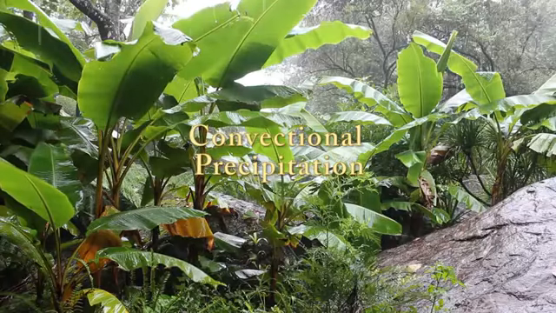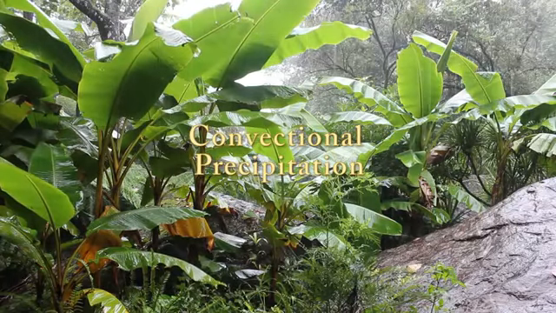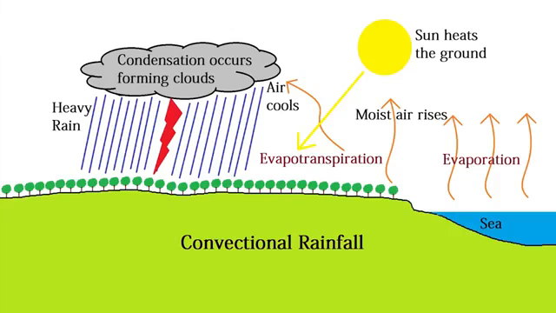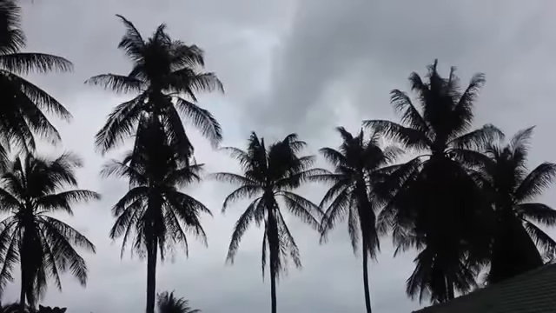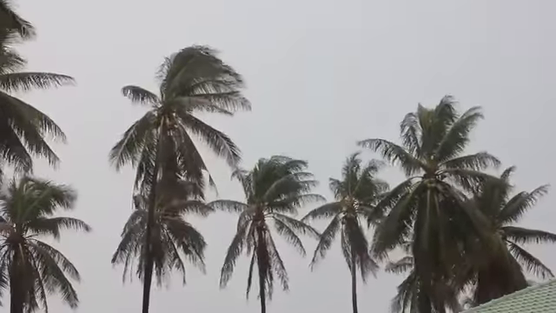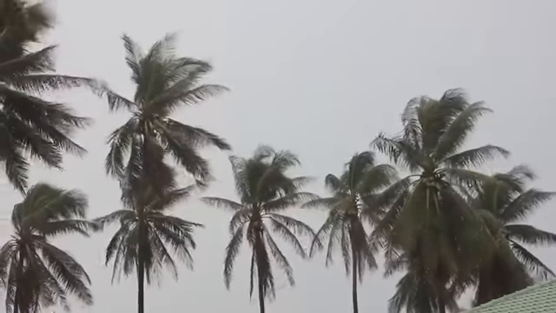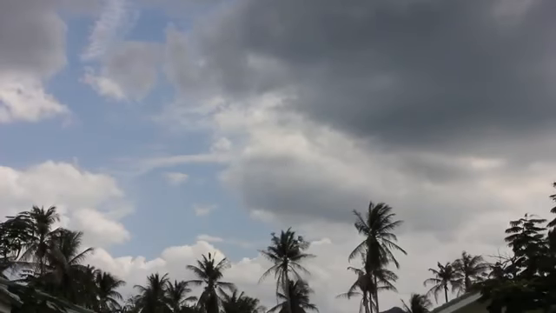Convectional precipitation is common in tropical regions. It is caused when the intense sun heats the ground, causing warm air to rise. The air cools as it rises, causing water vapour to condense into clouds, which eventually leads to precipitation. These storms are often heavy, but are over relatively quickly.